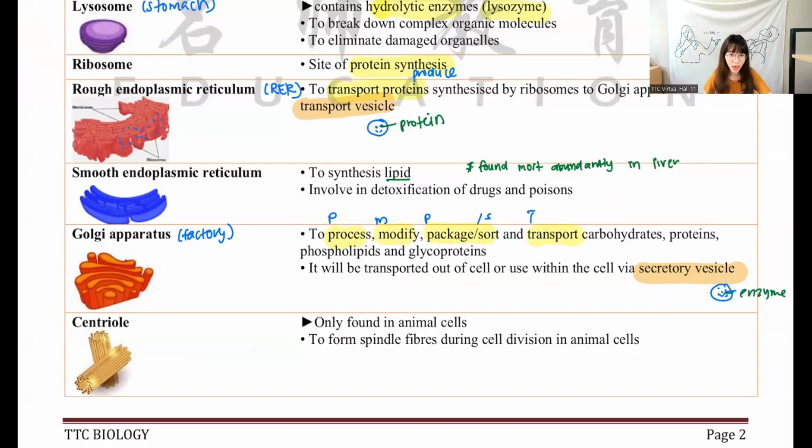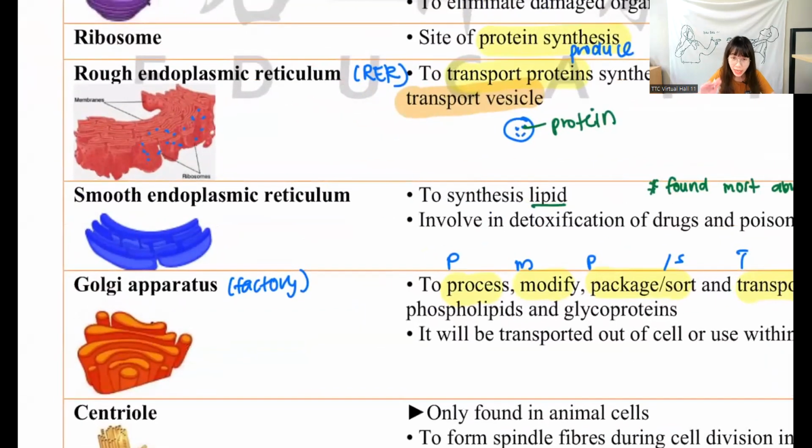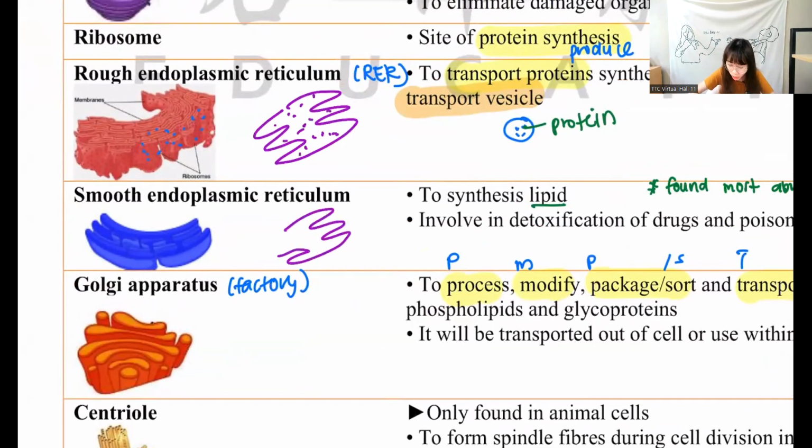Okay, next we have the centriole. By the way, how do we differentiate rough ER, smooth ER, and Golgi apparatus? We have to look at a few things. Rough ER has dots, right? So in a diagram, you will see something like this, with dot, dot, dot, dot. Rough, right? Has dots, that is rough ER. If it's smooth ER, it looks the same, but there is no dot. No dot is smooth ER.